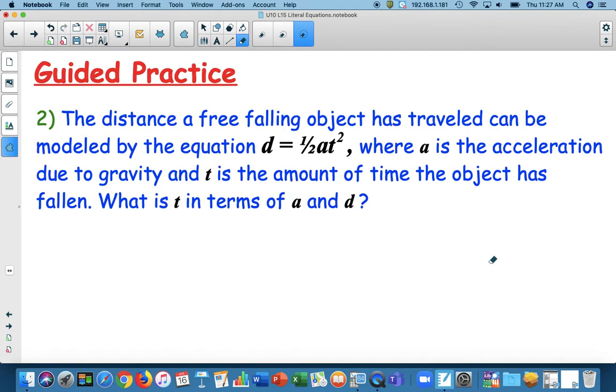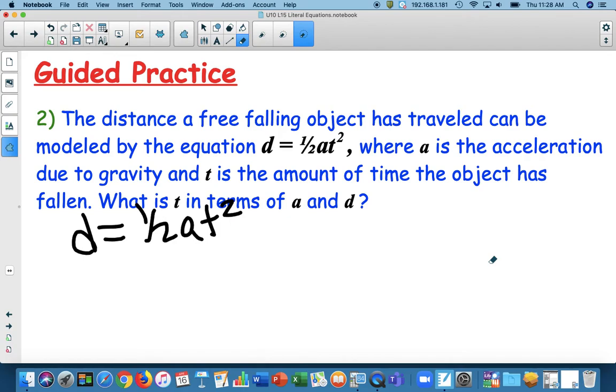All right, your second problem. It says the distance a free-falling object has traveled can be modeled by the equation d is equal to 1/2 a t squared, where a is the acceleration due to gravity and t is the amount of time the object has fallen. What is t in terms of a and d? So they want t by itself, all right? They want t to be isolated. So what we're going to do here is, let's rewrite it, d equals 1/2 a t squared.